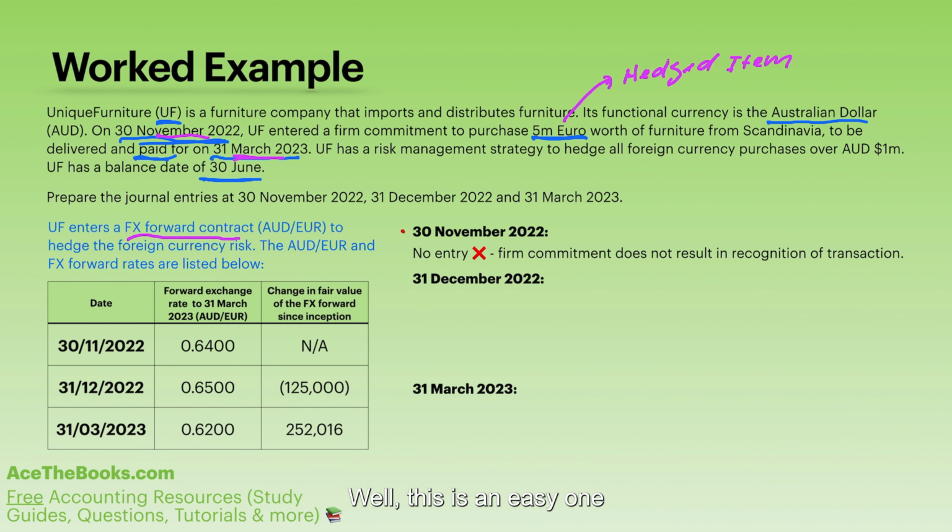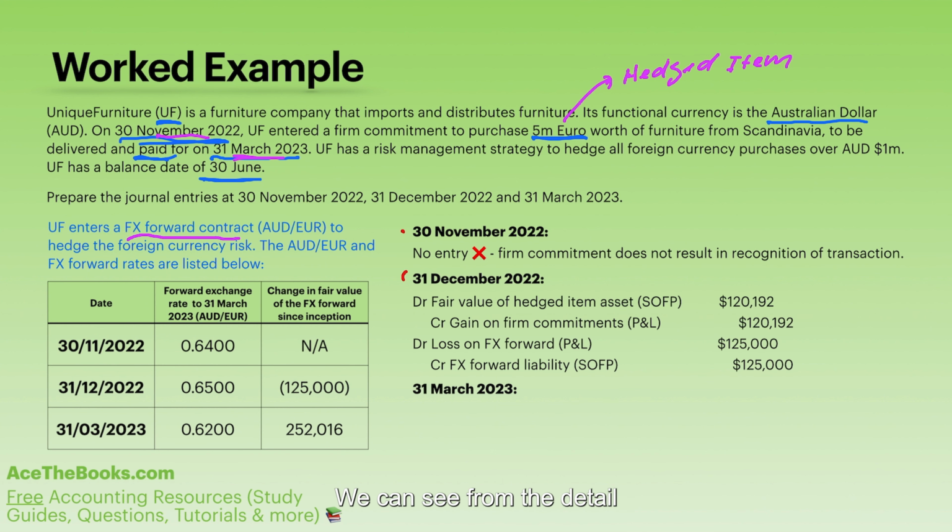2022? Well, this is an easy one, as there are no journals required at the 30th of November, as a firm commitment in itself does not result in the recognition of a transaction. No transaction has occurred. UF has simply entered into a commitment to make a payment at a future date. So what about the journals at the 31st of December?